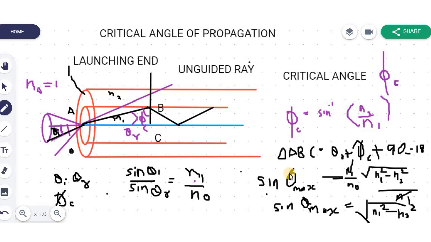So we'll have 2 more portions related to it: fractional refractive index change and numerical aperture, that we will discuss in the next class. It's already running out of time, so we'll finish off this chapter by next class.